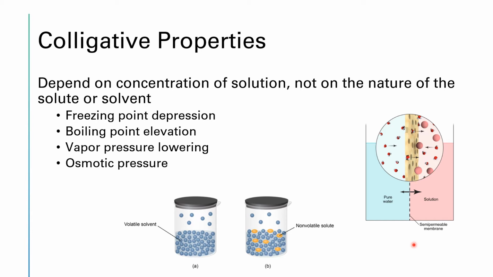This is all we're going to say about vapor pressure lowering and osmotic pressure. I would expect you to be able to answer a question on vapor pressure lowering, recognizing that the vapor pressure of the solution is lower than the vapor pressure of the pure solvent. The ones that we're going to spend a lot of time on here are freezing point depression and boiling point elevation. So we'll start tackling that on the next slide.